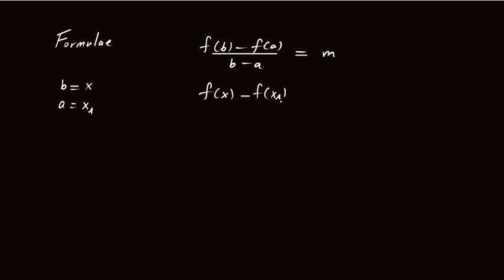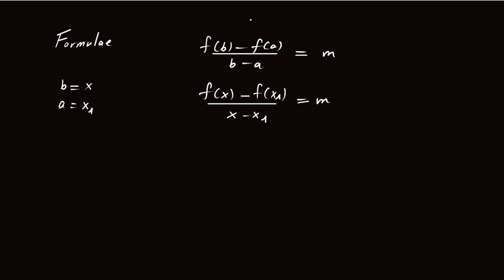Finally, let's look at formulae. What's a formula for a linear function? Well, again, let's appeal to the average rate of change. The average rate of change for a linear function is constant. So that means no matter what b and a I choose, I still get m, that number m, the slope. So I could choose b to be a variable, x, and I could choose a to be equal to x1, which is kind of standard. And the average rate of change formula becomes f of x minus f of x1 divided by x minus x1, which is equal to m.